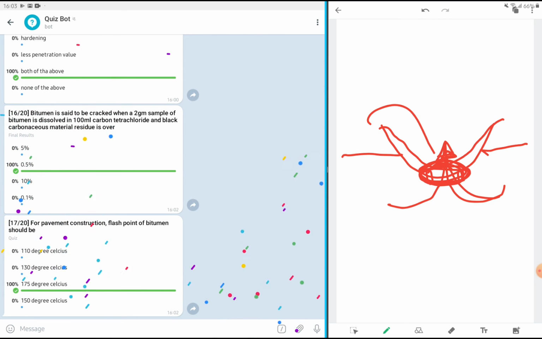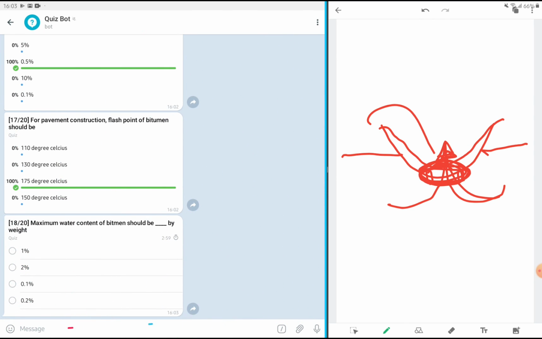Okay, done. Then question number 18, maximum water content of bitumen should be, fill in the blank, by weight. By weight, how much water content is allowed in bitumen? 0.2% by weight of water content is allowed in bitumen. Okay, 0.2%, remember the value.